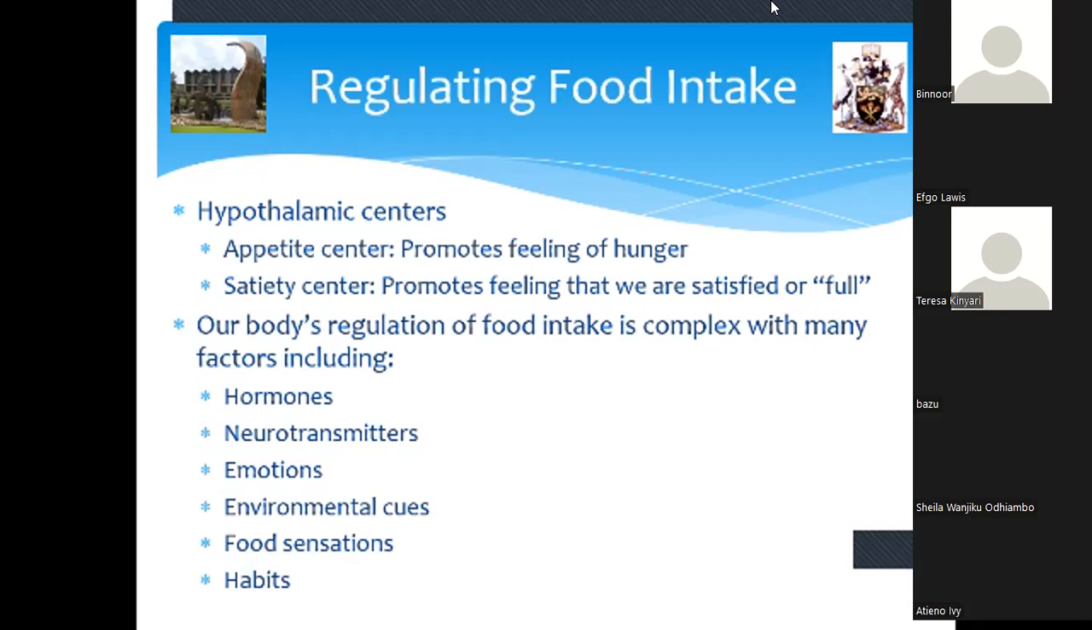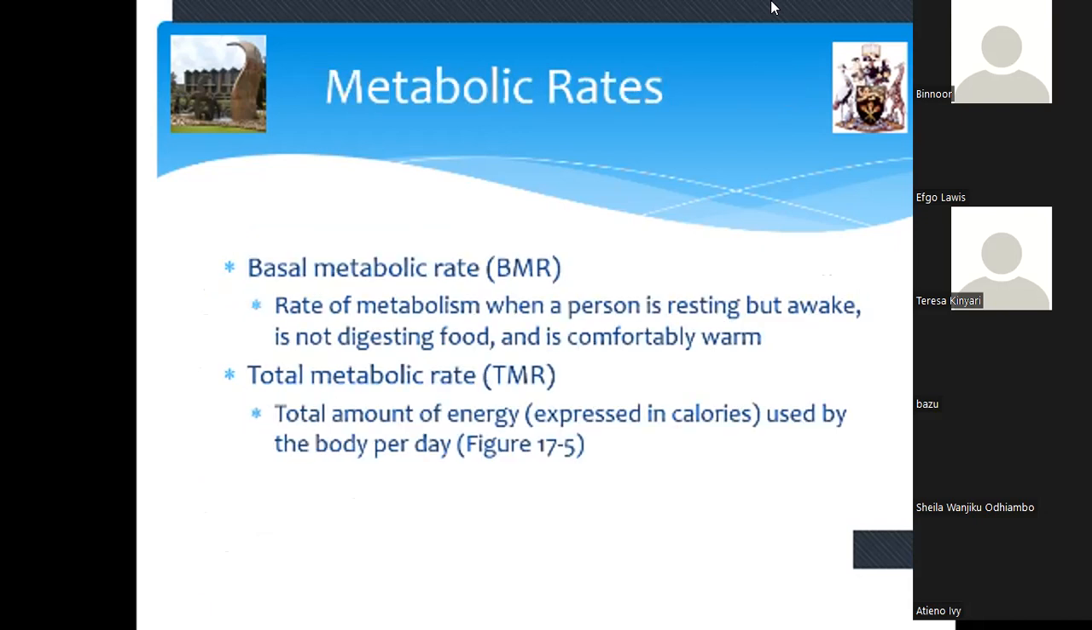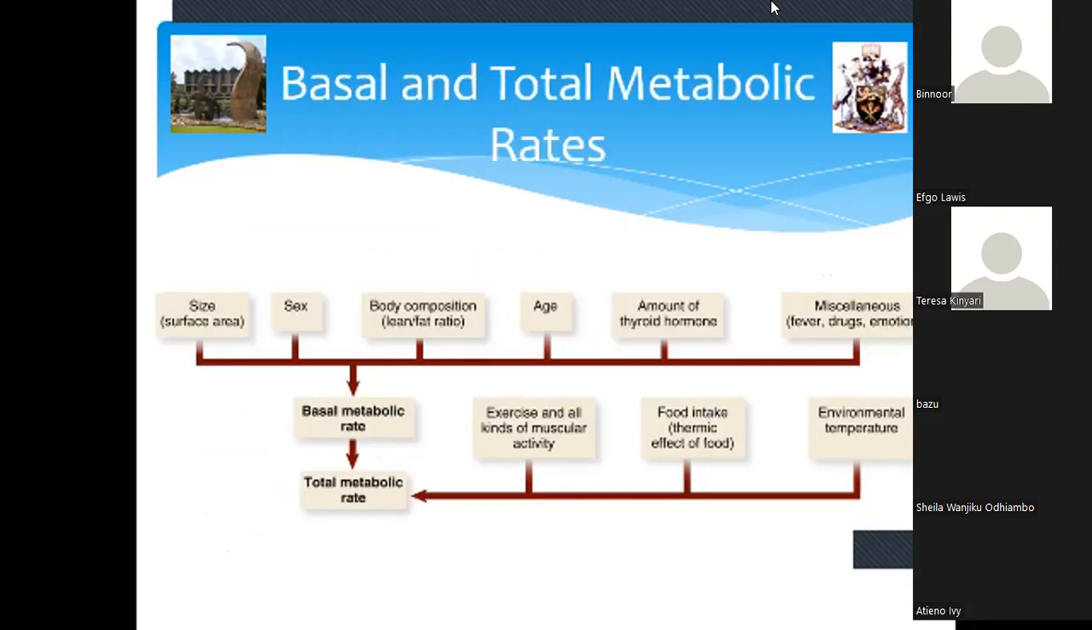We have two forms of metabolic rate that are usually measured. One is the total metabolic rate, and the other one is the basal metabolic rate. The basal metabolic rate measures the rate of metabolism when a person is resting, but they are awake and they are not digesting food and they are comfortably warm. On the other hand, you have the total metabolic rate, the amount of energy which is used in the body per day. So this is the figure looking at differences between the basal metabolic rate and the total metabolic rate.